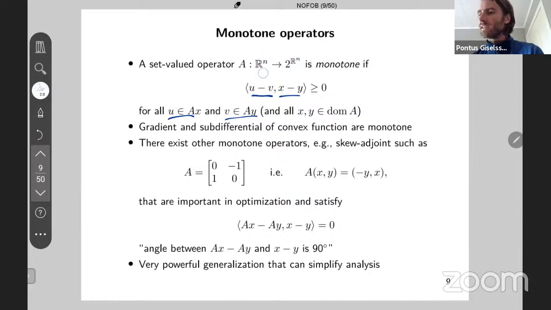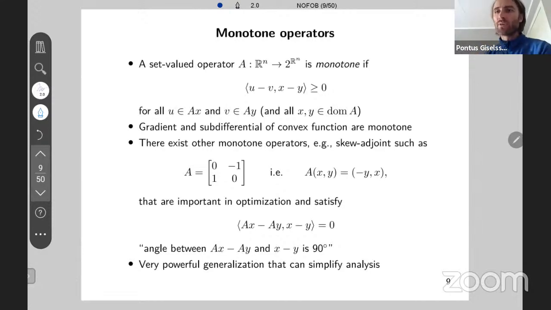So essentially, the point I want to make is that if you're familiar with gradients of convex functions, you can think of the monotone operator as the gradient of a convex function. If you're familiar with subgradients of convex functions, you can think of the monotone operator as that. But it is more general than that, and we will use this generality for some of the algorithms. But you can keep in mind that it is roughly the gradient or subgradient of a convex function.